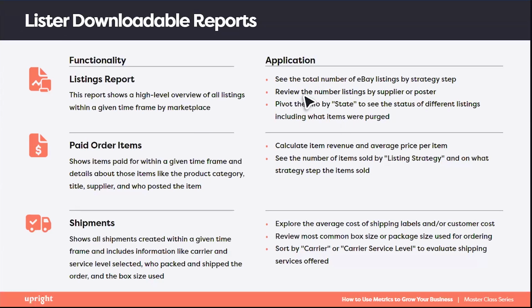Then we have shipments, which shows all the shipments created within a given time frame. It includes information like the carrier and the service level selected, who packed and shipped the order, and the box size used. You can really explore your average cost of shipping labels and customer costs that maybe you're passing on to the customer during sales. Review most common box size or packing size for ordering. And you can always sort by carrier and carrier service level to help see exactly where you're going with your shipping.